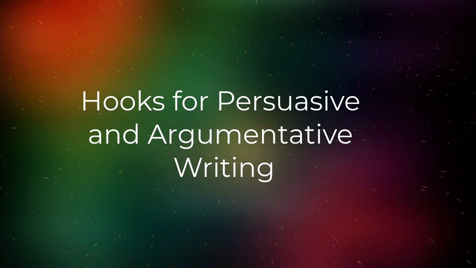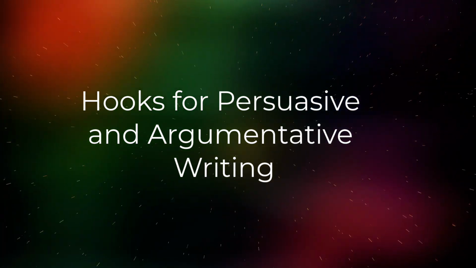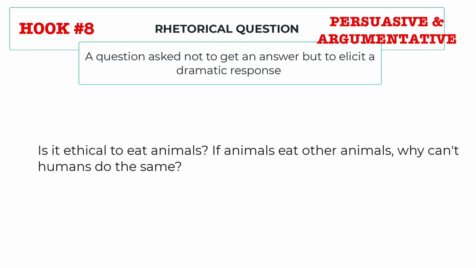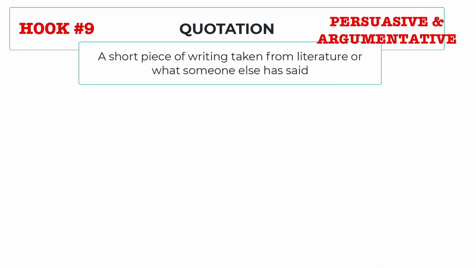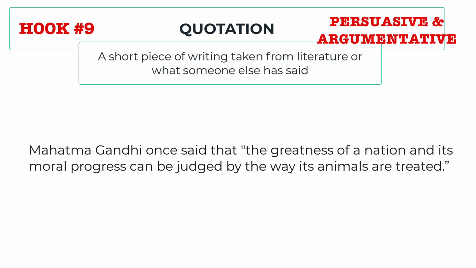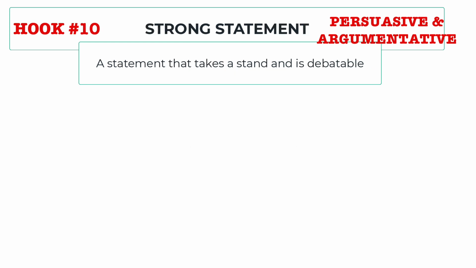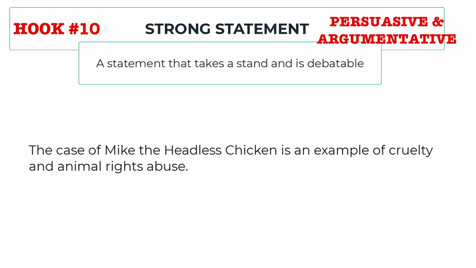And for the persuasive or argumentative, a good hook would be to start with a rhetorical question. Is it ethical to eat animals? If animals eat other animals, why can't humans do the same? You can start with a quotation. Mahatma Gandhi once said that the greatness of a nation and its moral progress can be judged by the way its animals are treated. And you can use a strong statement. The case of Mike the Headless Chicken was an example of cruelty and animal rights abuse.